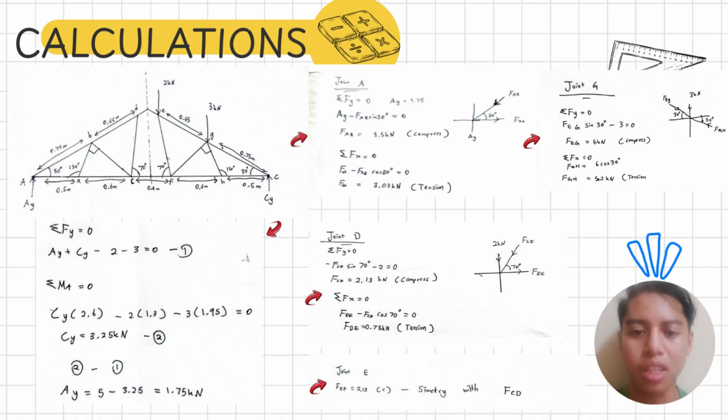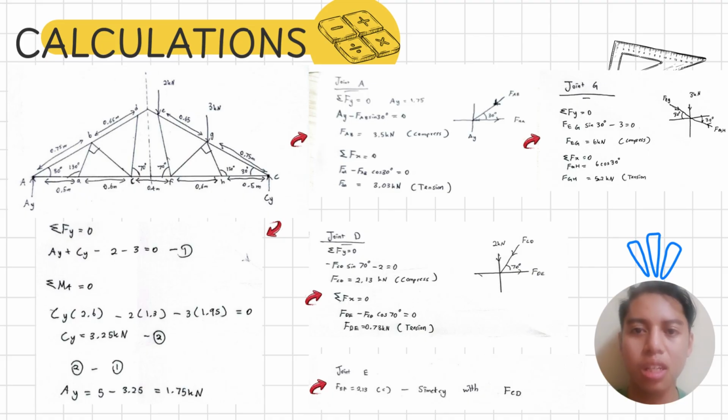At joint D, where a 2 kN load is applied, the free body diagram shows two unknown member forces. Using the vertical equilibrium equation, the force in member CD was calculated, then the horizontal equilibrium equation was used to determine the force in member DE.